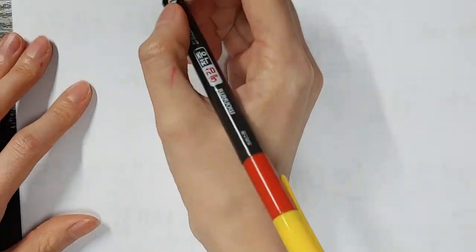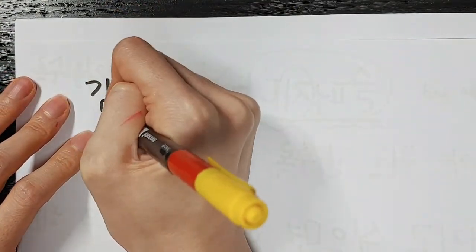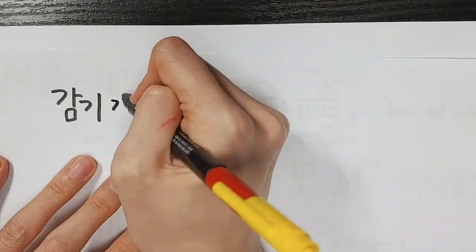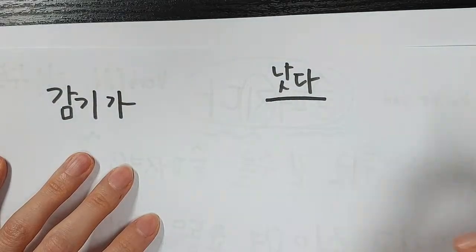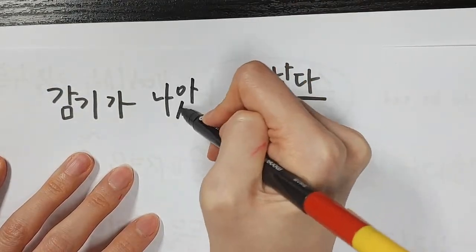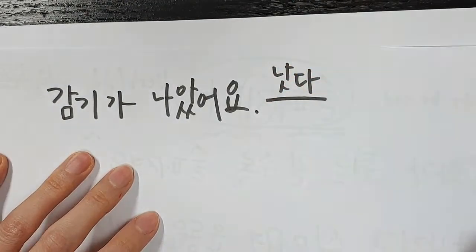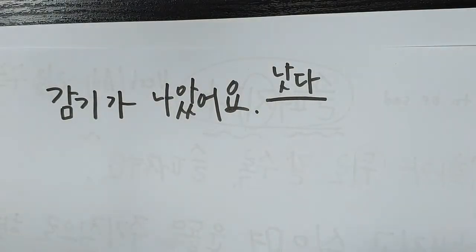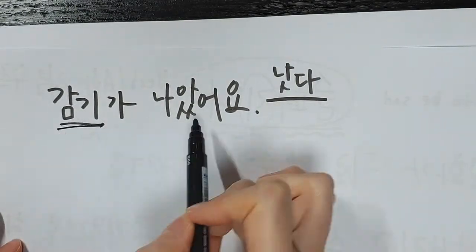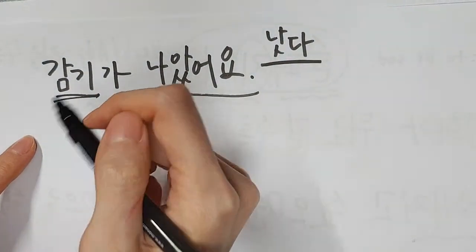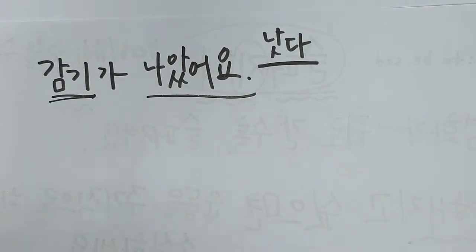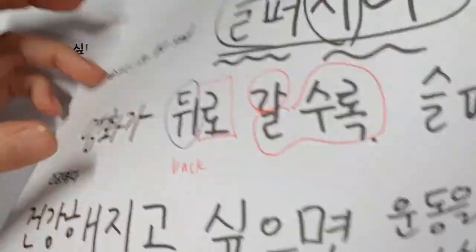So for example, guys, if you want to say my cold has recovered, you can say 감기, cold, right? 감기가. You can use the verb 낫다 as in recover, and you can conjugate it in past tense and say 나았어요. 감기가 나았어요 means you recovered from the cold, so it means the cold has been recovered. 감기가 나았어요.